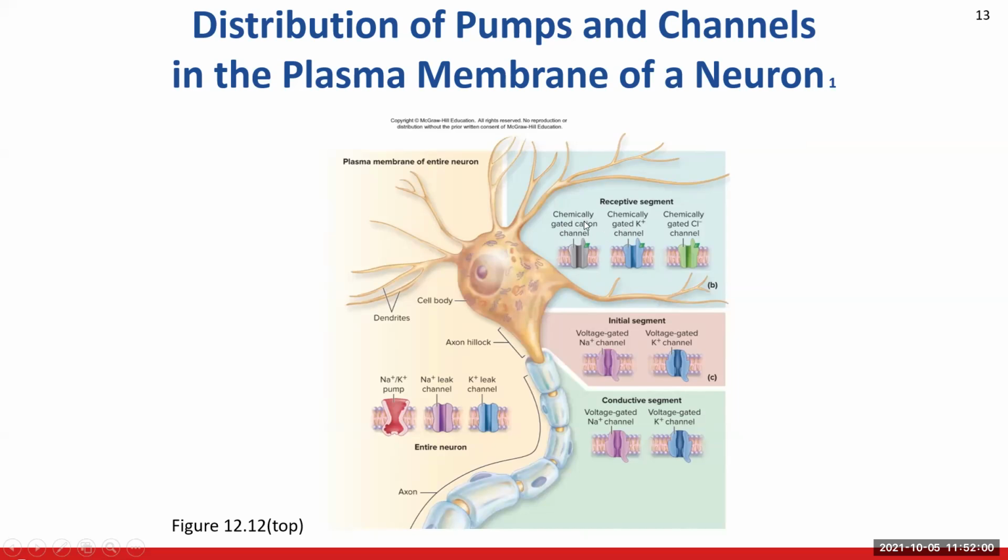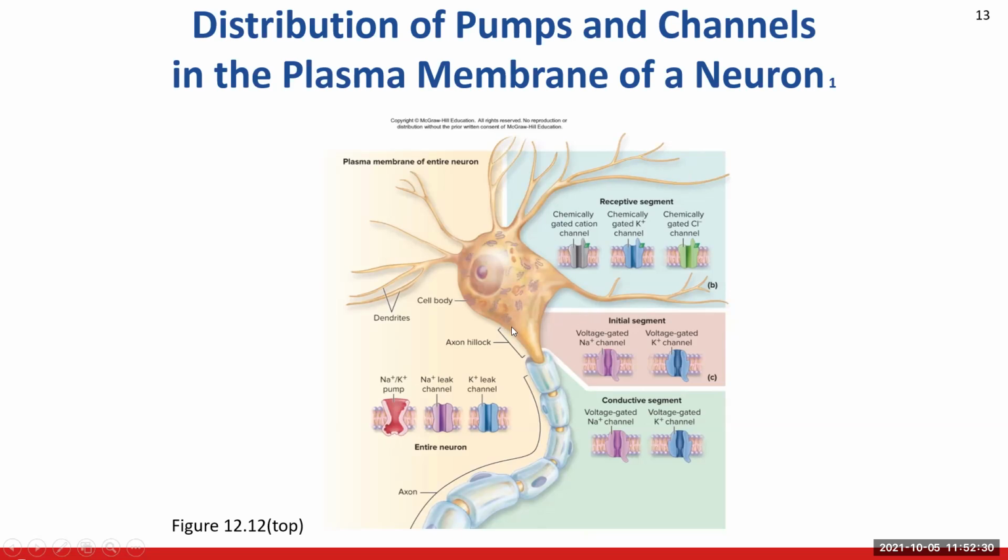And when it does open, it's going to let across a positively charged ion. Then we have chemically gated potassium channels and chemically gated sodium channels. See, these are specific now. Now we're getting real specific. We need some sort of chemical to open up this gate, and once it opens, only potassium can move through, and this one only chloride. So you'll find these gates here in the receptive segment. That's all over the cell body and all over these dendrites here.